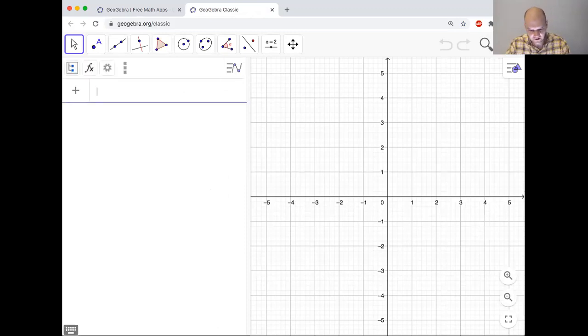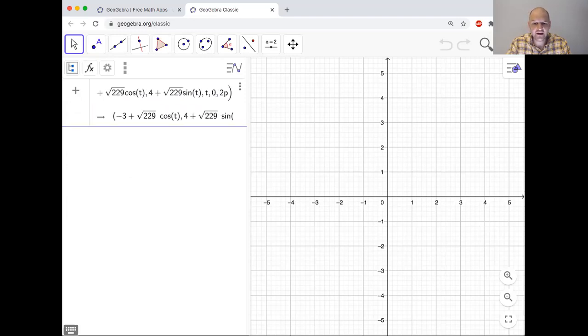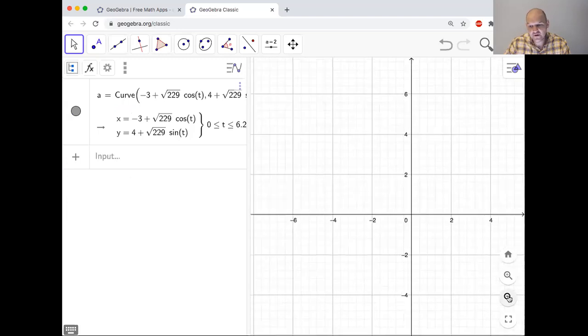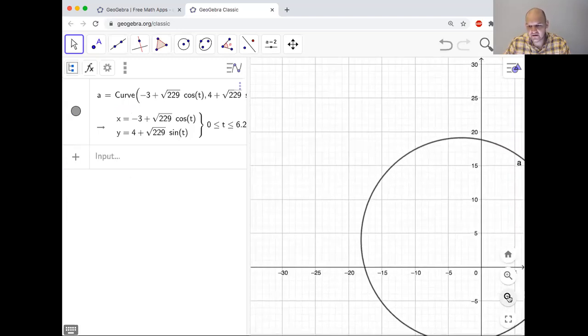All right, I'm going to go with curve, and then it's going to be -3 plus square root 229 cosine of t, comma 4 plus square root 229 sine of t. This is a good thing about GeoGebra, just play around, right? It should take 2 pi. And now we don't see anything, but that's because we literally can't see the circle because it's so big.